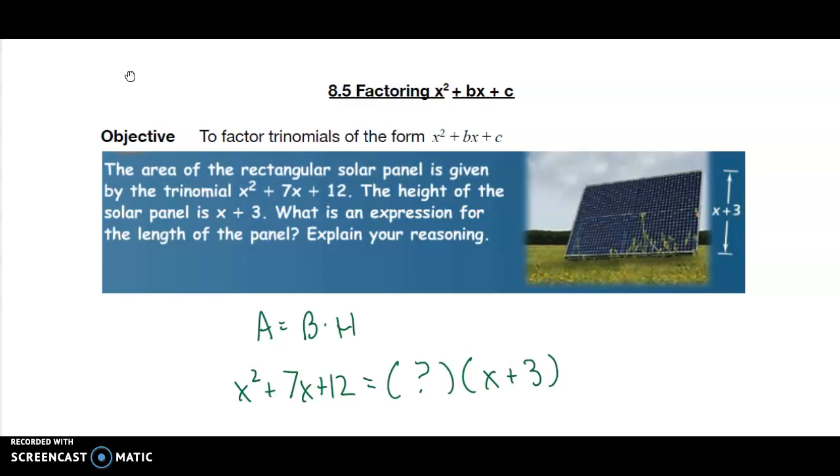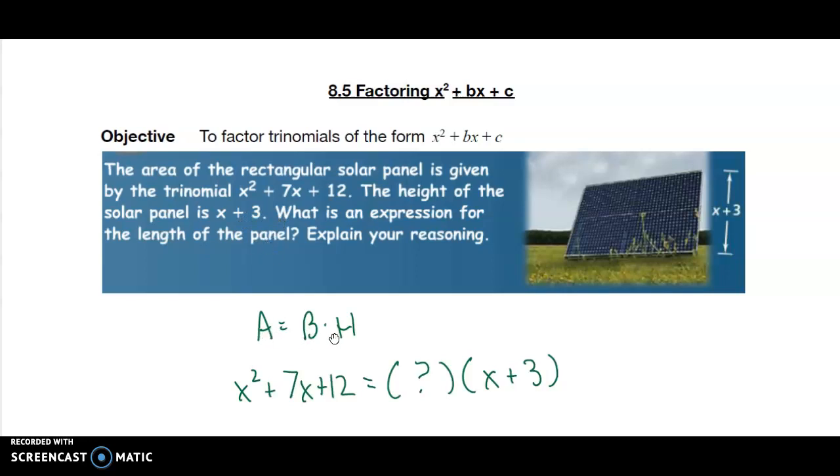So in lesson 8.5, we're going to be factoring these trinomials and kind of going in reverse from the last couple sections, similar to what we did early in the chapter with multiplying and factoring binomials. To introduce this concept, let's imagine that we have a rectangular solar panel and they give us the area of that, x squared plus 7x plus 12, and they give us the height is x plus 3, but we don't really know the base yet.